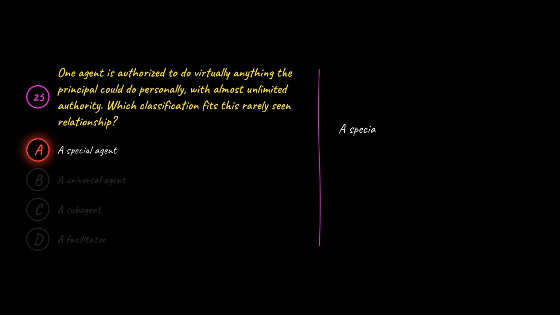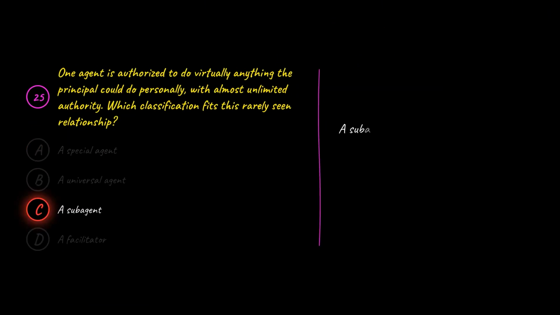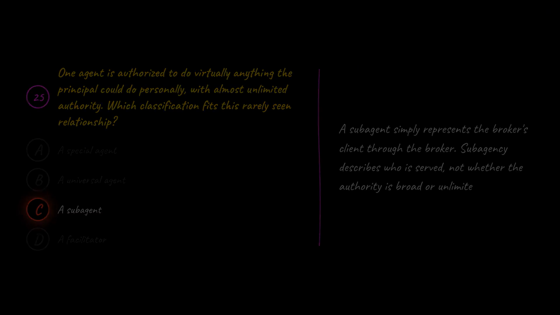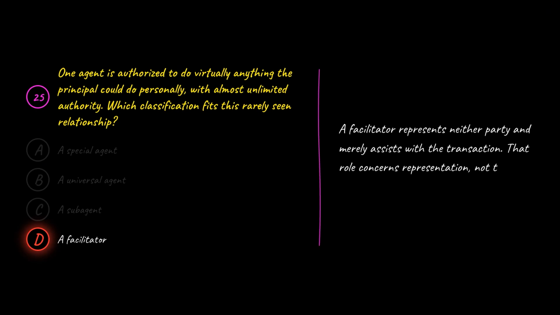A is wrong because a special agent's authority is confined to a single act or transaction. That narrow scope is the direct opposite of the sweeping authority the question describes. C is wrong because a sub-agent simply represents the broker's client through the broker. Sub-agency describes who is served, not whether the authority is broad or unlimited. D is wrong because a facilitator represents neither party and merely assists with the transaction. That role concerns representation, not the breadth of authority granted to an agent.